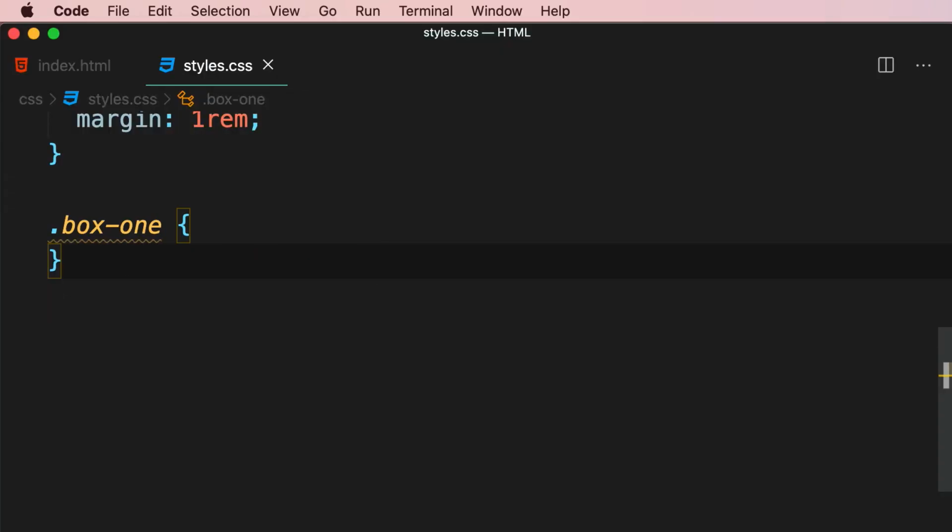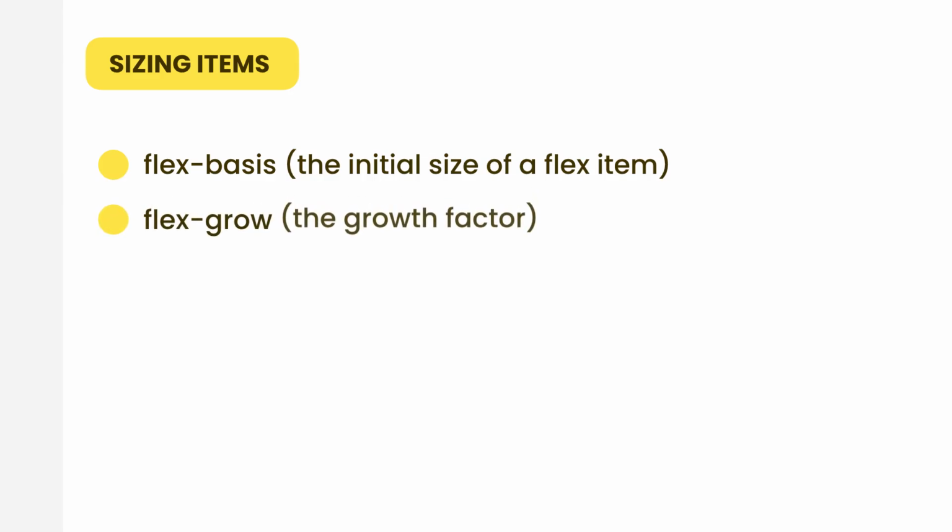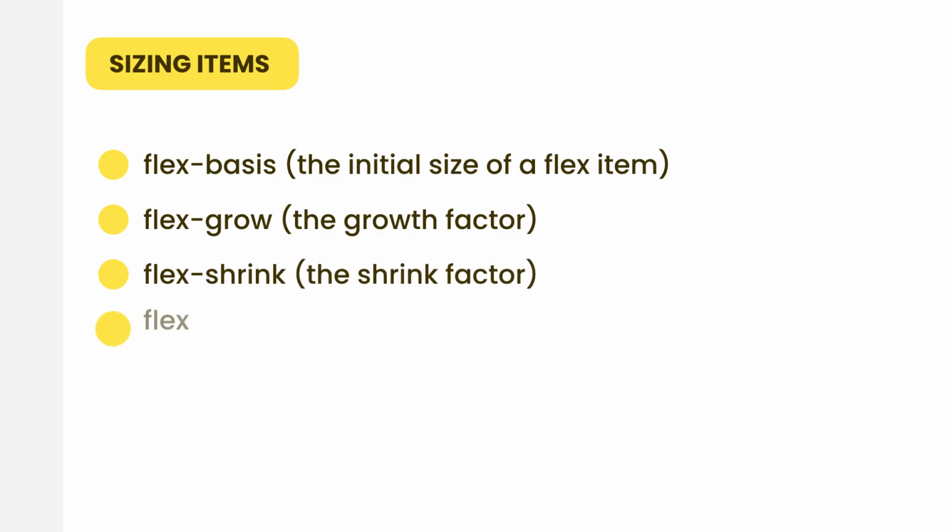So this is all about aligning. Now let's talk about sizing. There are a few properties you need to remember. One is flex basis, which is used for setting the initial size of a Flex item. We have flex grow for setting the growth factor, flex shrink for setting the shrink factor, and flex, which is a shorthand property that combines all the top 3 properties.